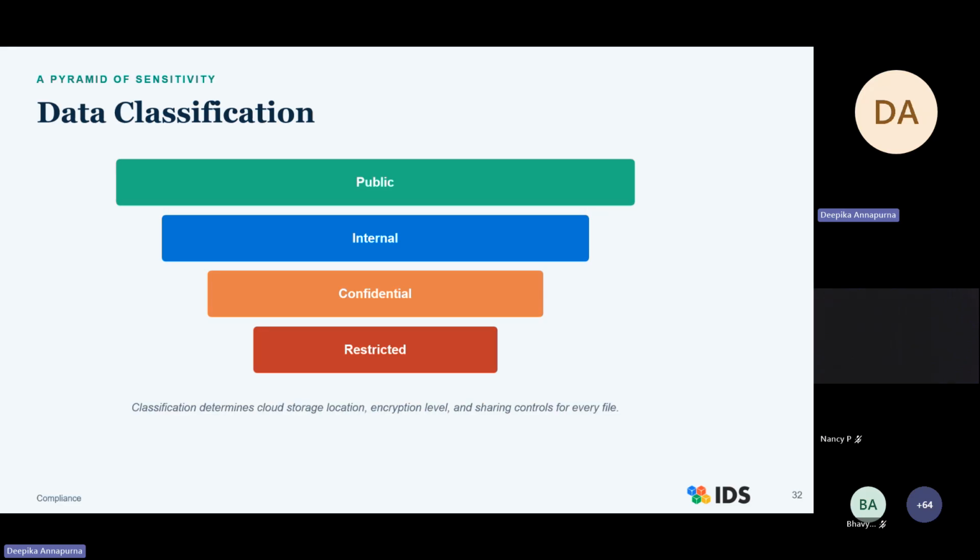This is extremely sensitive information, right? So that should not be shared anywhere. It is restricted to only a particular person or particular employee. Only limited people will have access to the restricted data. So classification determines cloud storage location, encryption level, and sharing controls. Now you understand the sharing controls, right? Where are you sharing the data and whom are you sharing it with?